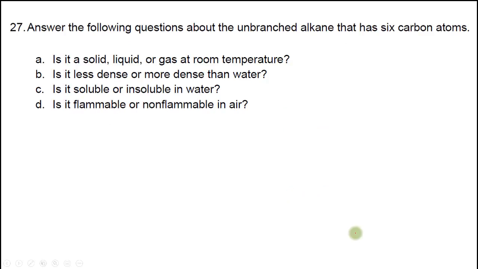All right, answer the following questions about the unbranched alkane that has 6 carbons. Is it solid, liquid, or gas at room temperature? This one is liquid. Is it more dense than water, or less dense? It's less dense. It is insoluble in water. And it is flammable.